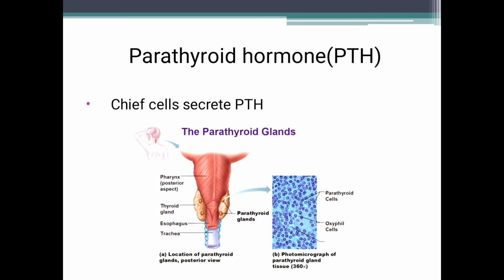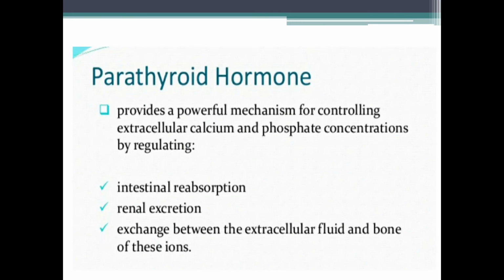See this picture? The thyroid gland, and nicely seen are the 4 dots that are the parathyroid glands. In the parathyroid gland you have the chief cells and the oxyphil cells. Chief cells only secrete the parathyroid hormone. Parathyroid hormone provides a powerful mechanism for controlling the extracellular calcium and phosphate concentration. How is it controlling the calcium level? Through intestinal reabsorption, renal excretion and exchange of calcium between the extracellular fluid and the bone. So through these 3 ways it controls the extracellular calcium level.